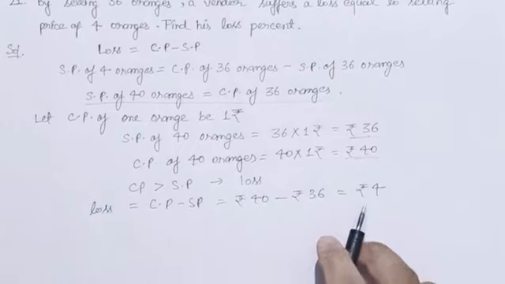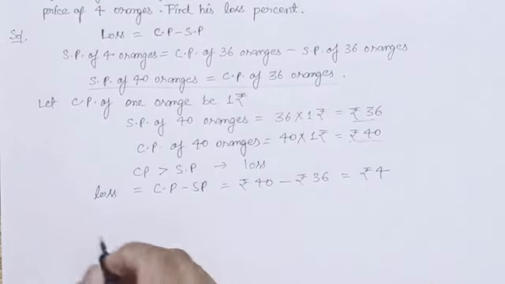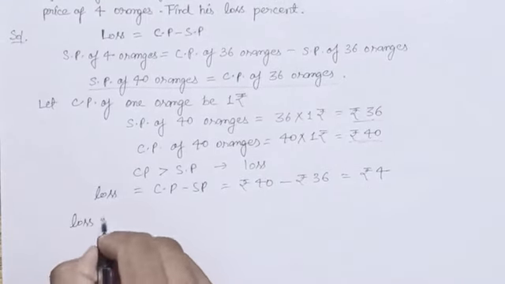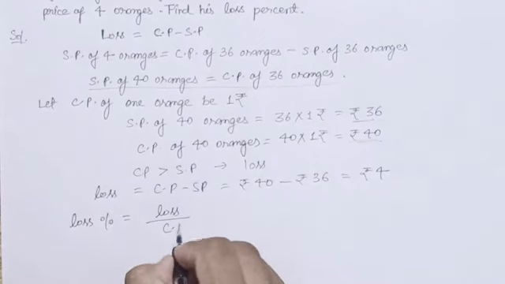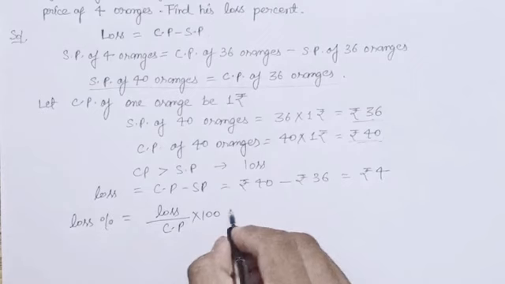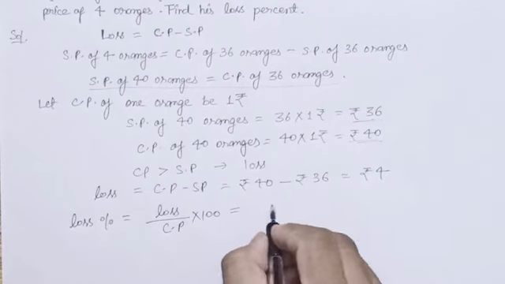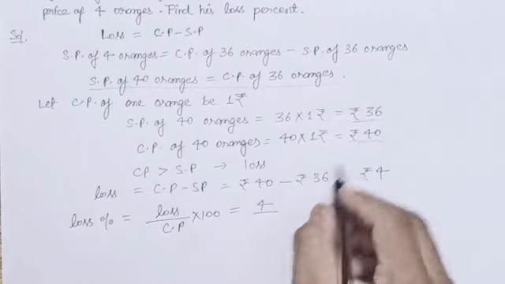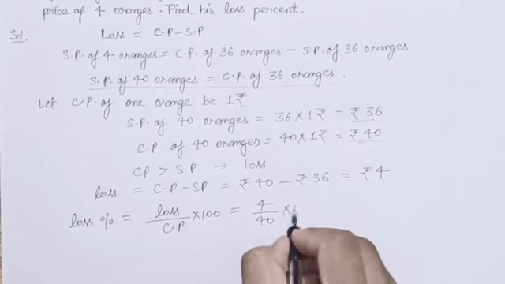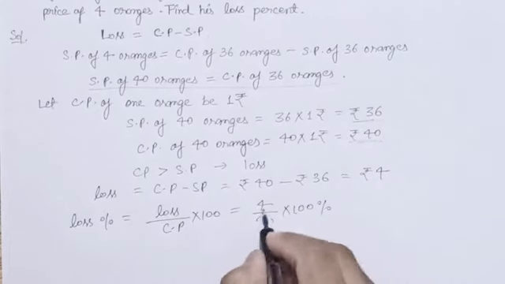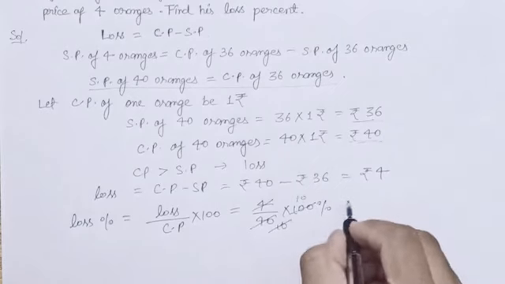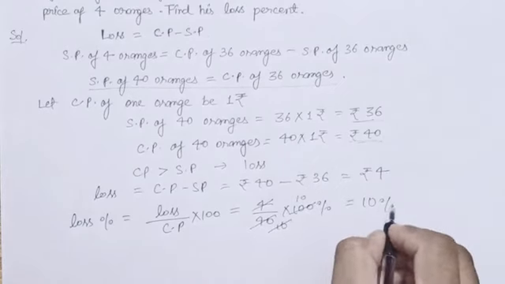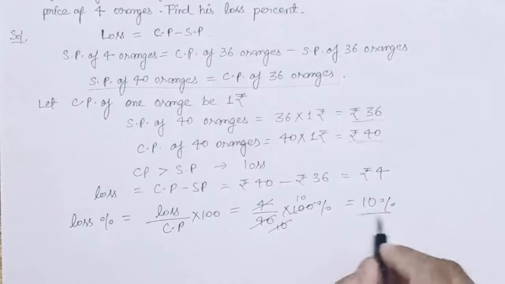Now how do we calculate loss percentage? Loss percentage is equal to loss divided by CP into 100. Now the loss is 4, CP is 40, into 100%. Now 4 10 times and 10 times 100. So it is equal to 10%. It means there is a loss of 10%.